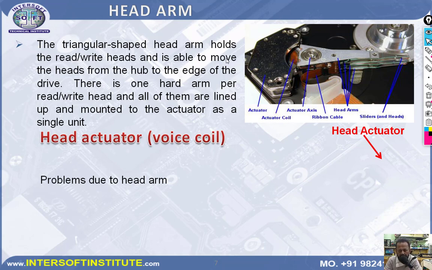The triangle shaped head arm, this is your head arm, this is the arm, this is the head, and this here is actually your slider or head. This is a bearing, and on the back side there is a coil which rotates the head from left to right like that. Here is a coil, you can see the voice coil, bearing, all those things, and the belt which connects the motors.